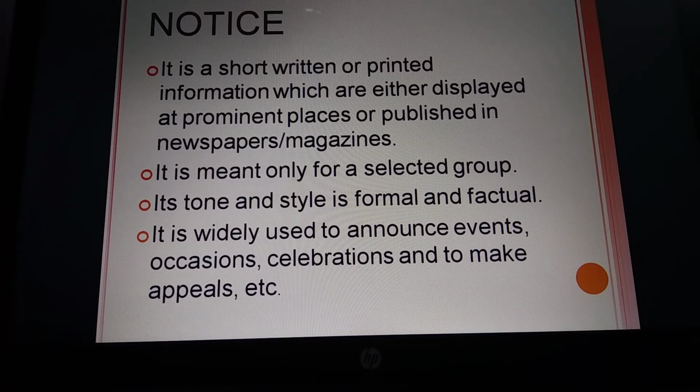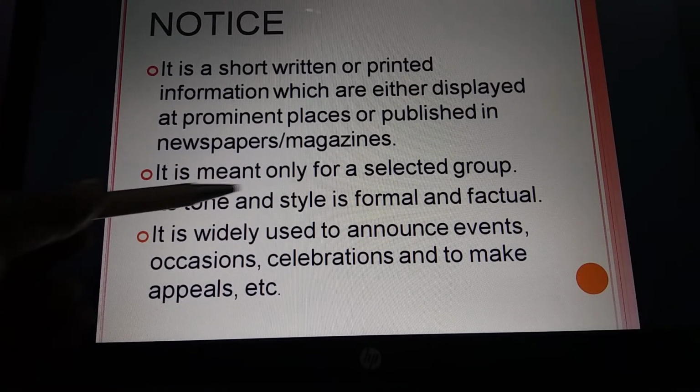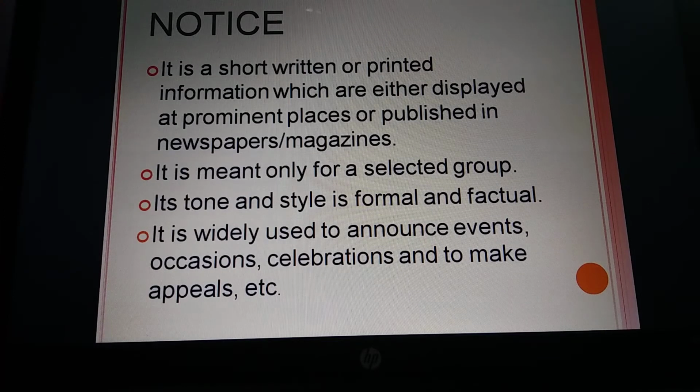It is a short written or printed information which is either displayed at prominent places or published in a newspaper or magazine. Secondly, it is meant only for a selected group. Then the tone and the style: it is formal and factual, based on facts.